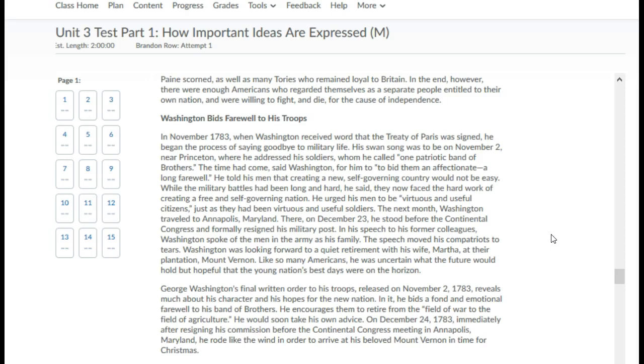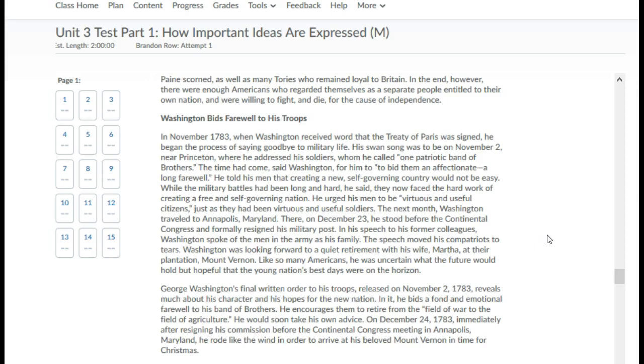He told his men that creating a new self-governing country would not be easy. While the military battles had been long and hard, he said, they now faced the hard work of creating a free and self-governing nation. He urged his men to be virtuous and useful citizens, just as they had been virtuous and useful soldiers. The next month, Washington traveled to Annapolis, Maryland. There on December 23rd, he stood before the Continental Congress and formally resigned his military post. In his speech to his former colleagues, Washington spoke of the men in his army as his family. The speech moved his compatriots to tears.